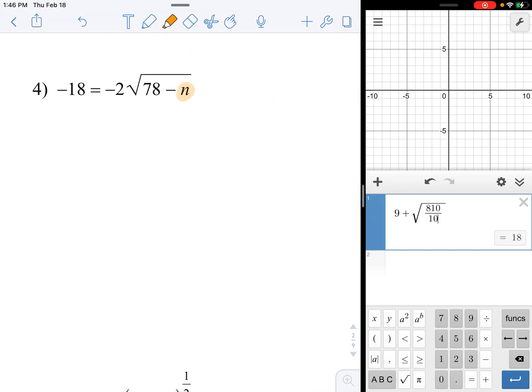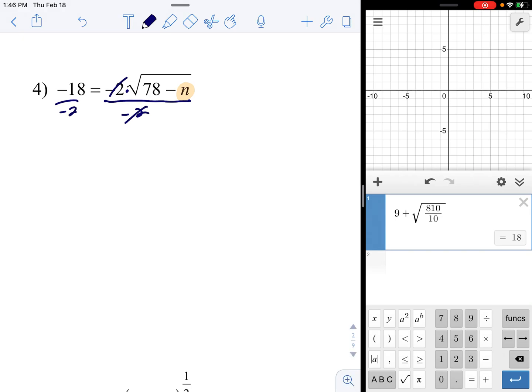Again, our goal is to isolate the variable. We're going to start with this -2 right here. Now you might see that and be tempted to go, oh, -2 plus 2, those are opposites. Well, adding is the opposite of subtraction, but that's not subtraction, that's just a negative number. The operation is times. That's -2 times the square root of 78 minus n. So we need to divide both sides by -2 for our first step.